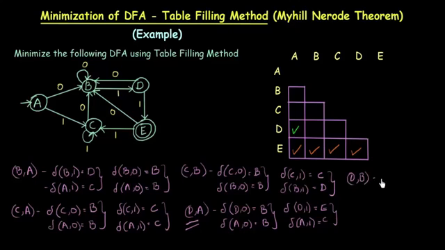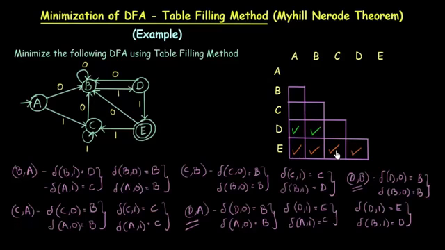Where does D go on getting input 0? It goes to B. And where does B go on getting input 0? It goes to B. So BB is not a pair in the table, so no need to do anything. Now let's check for input 1. D on input 1, where does it go? It goes to E. And where does B go on getting input 1? It goes to D. Now we get a pair called ED. Now check if ED is marked. ED, yes, ED is also marked. Now since ED is marked, I have to also mark DB. So let me mark DB. This is DB. So it is marked now.